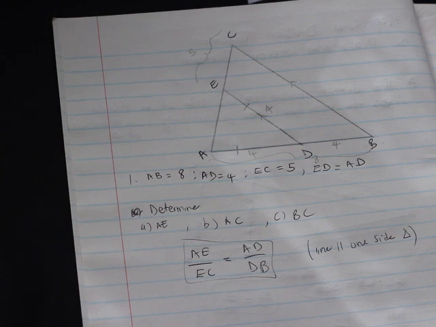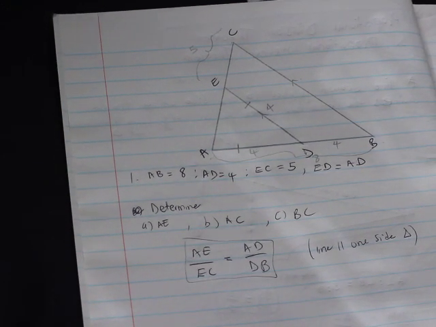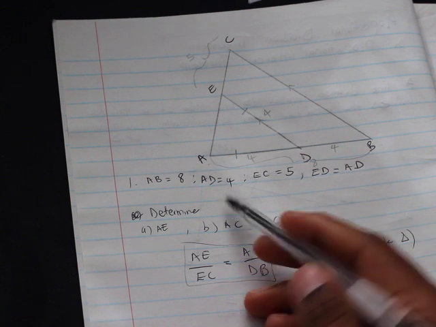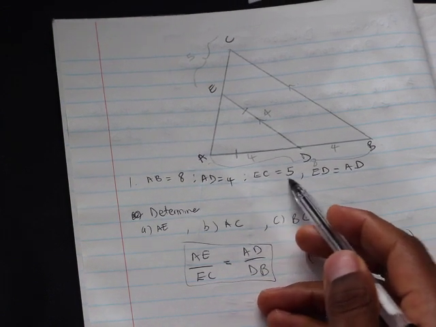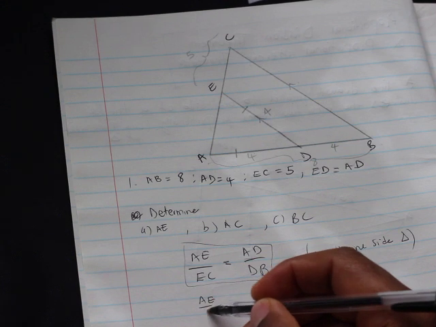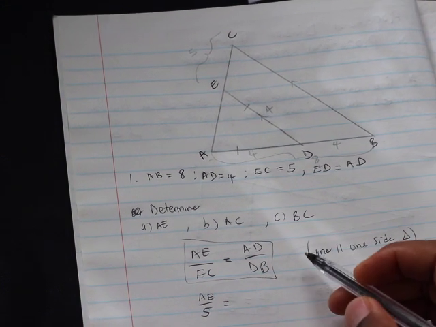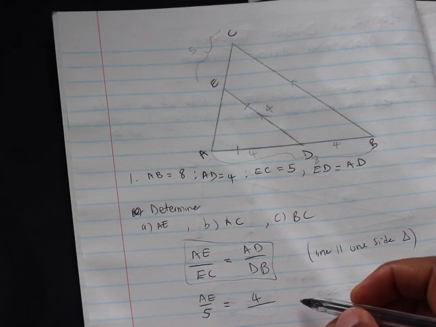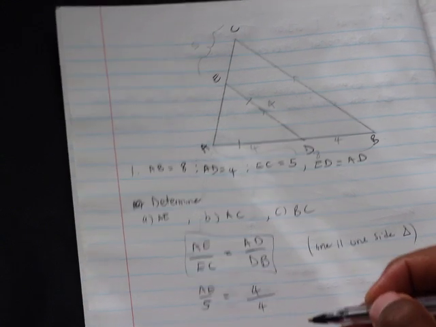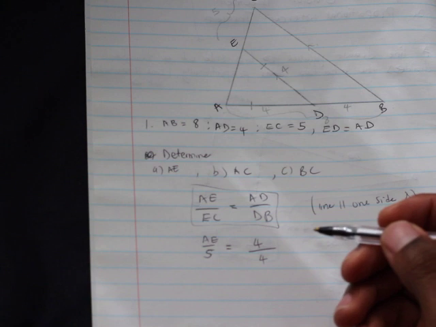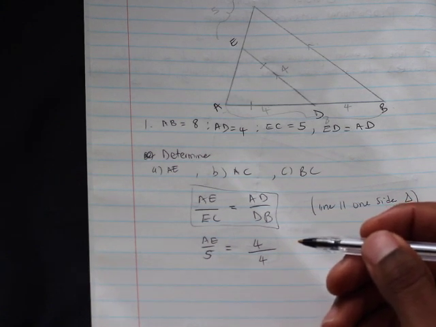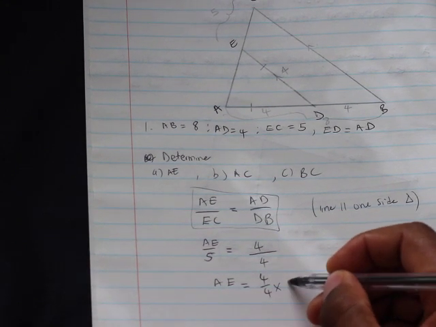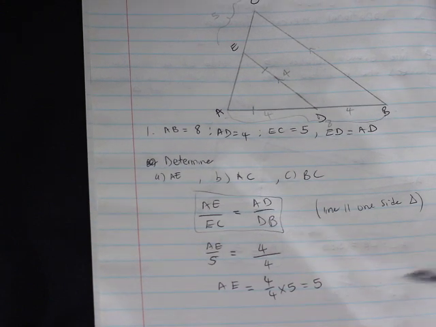So now that we've got this, then we substitute what we know. Remember, we need to find our AE. So AE is what we're looking for. Let's see if we've got EC. EC has been given as 5, so AE over 5 must be equal to AD. Now we know AD is 4 units, and our DB is also 4 units. So we're ready to find our AE.